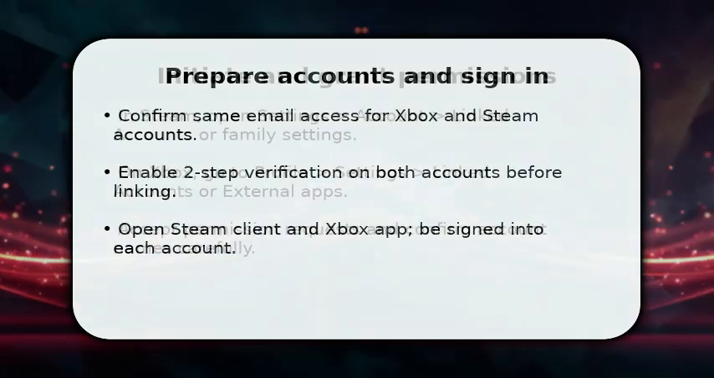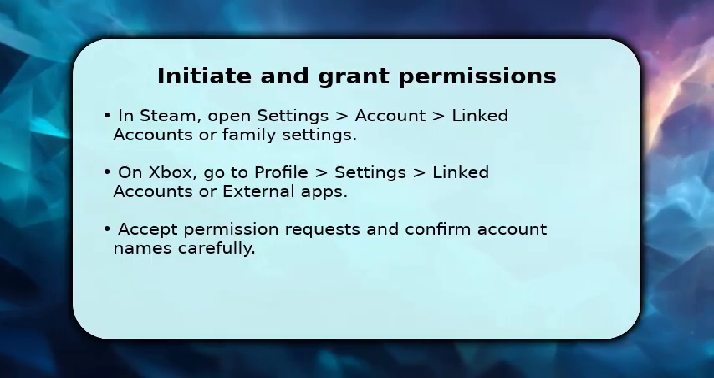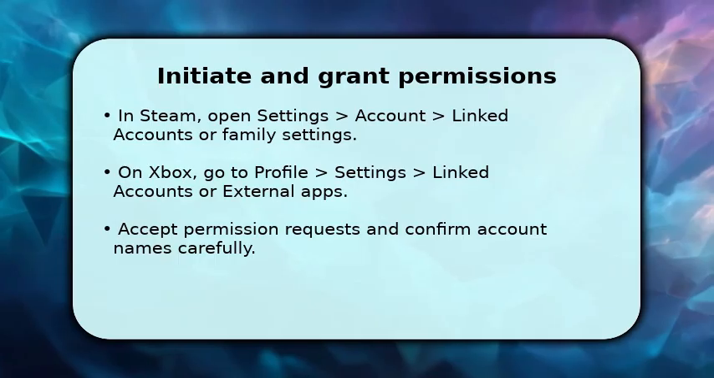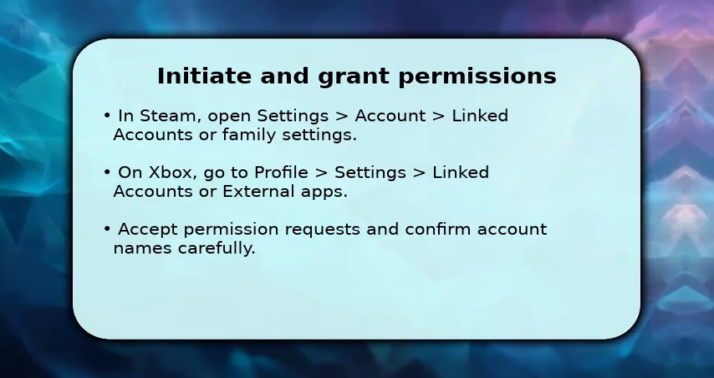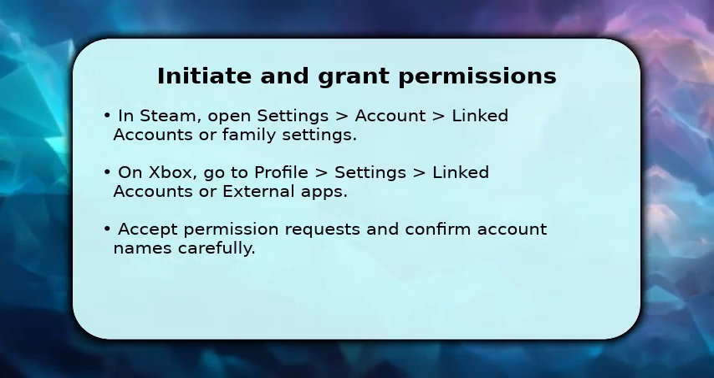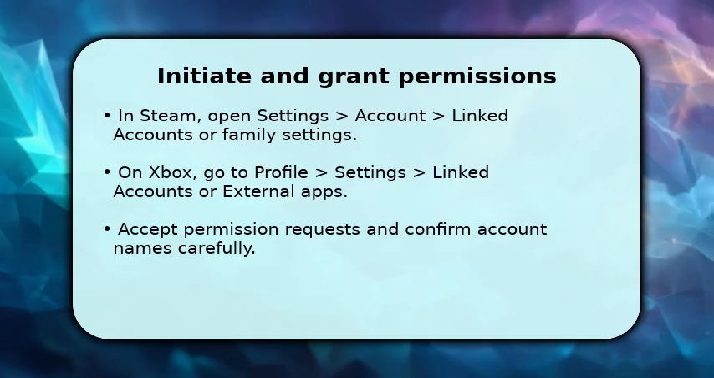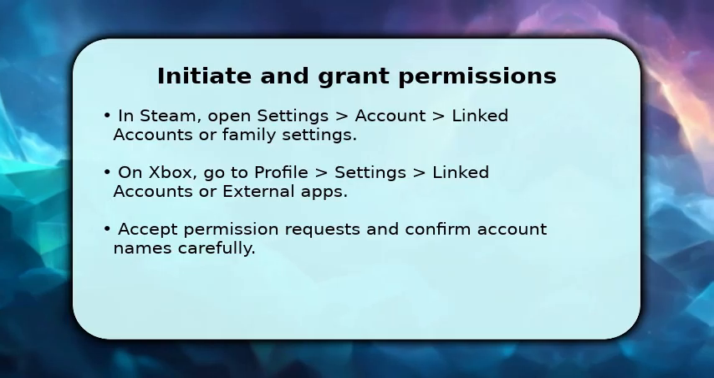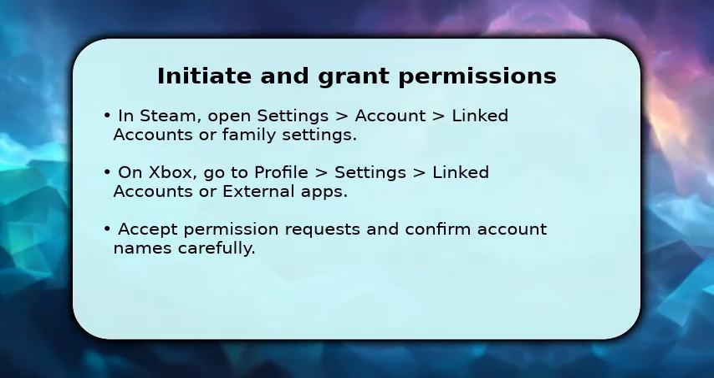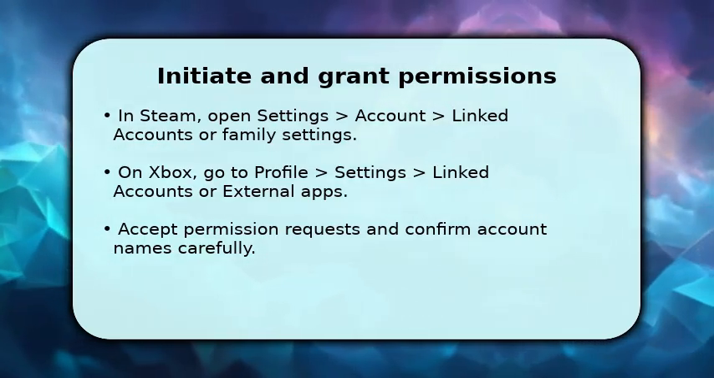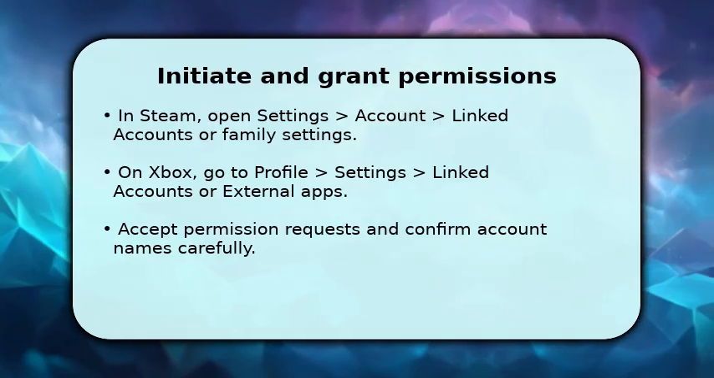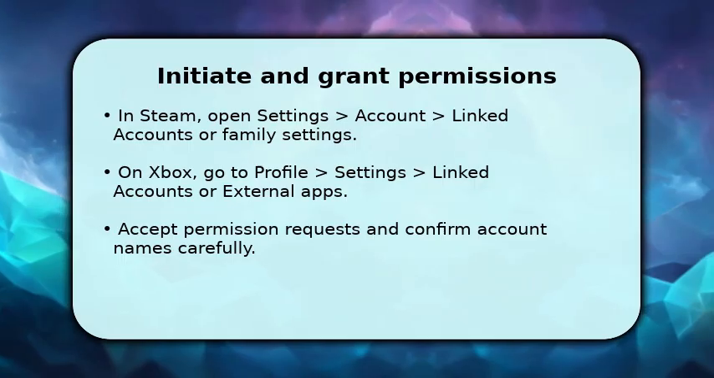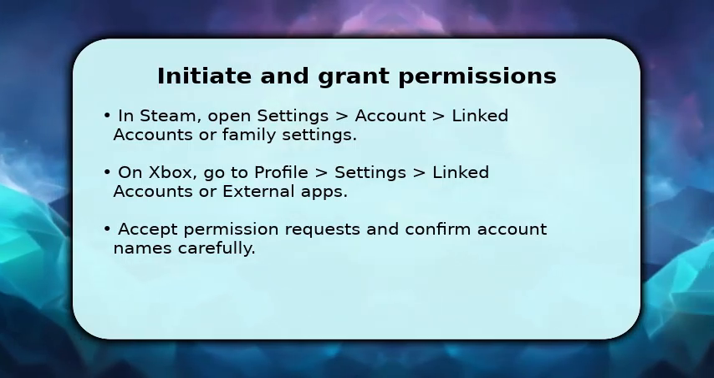Next, initiate the link from either Steam or Xbox depending on the game's instructions. On Steam, choose Account or Linked Accounts and select Xbox. On Xbox, pick Linked Accounts or External Apps and choose Steam. A permission prompt appears. Read it and accept the specific scopes like Achievements and Friends list. Make sure the displayed account names match what you expect, because accepting the wrong account ties progress incorrectly. Once approved, the platforms exchange tokens so your profiles can talk securely.